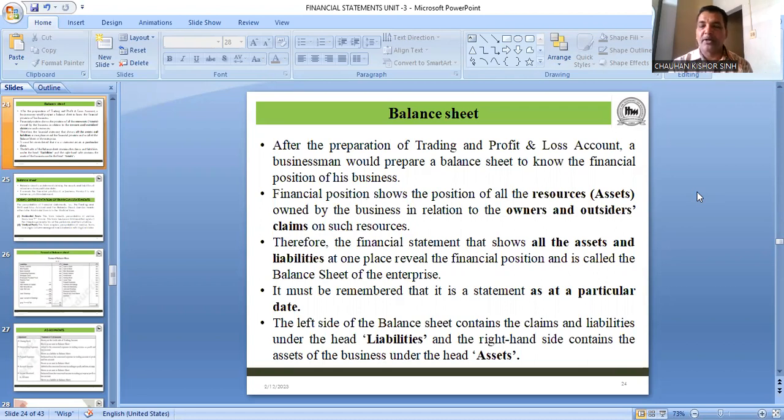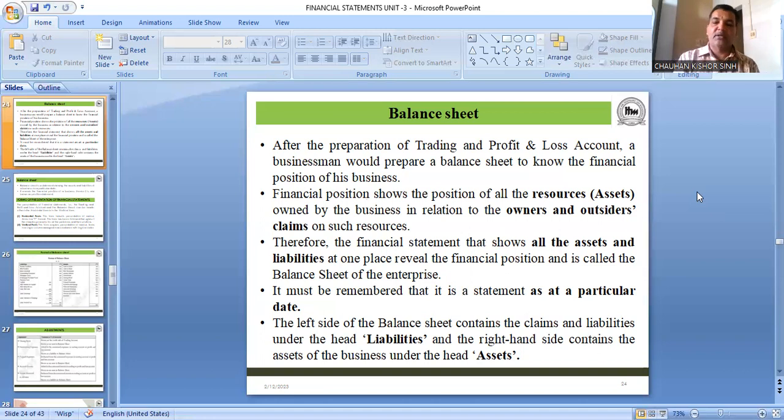After preparation of the trading account and profit and loss account, our next step is preparation of the balance sheet. Now, what is a balance sheet? Every businessman is interested in knowing at the end of the year, maybe 31st December or maybe 31st March. As per the income tax department, all the businessmen have to follow 1st April to 31st March. But there are many businessmen who follow 1st January to 31st December.